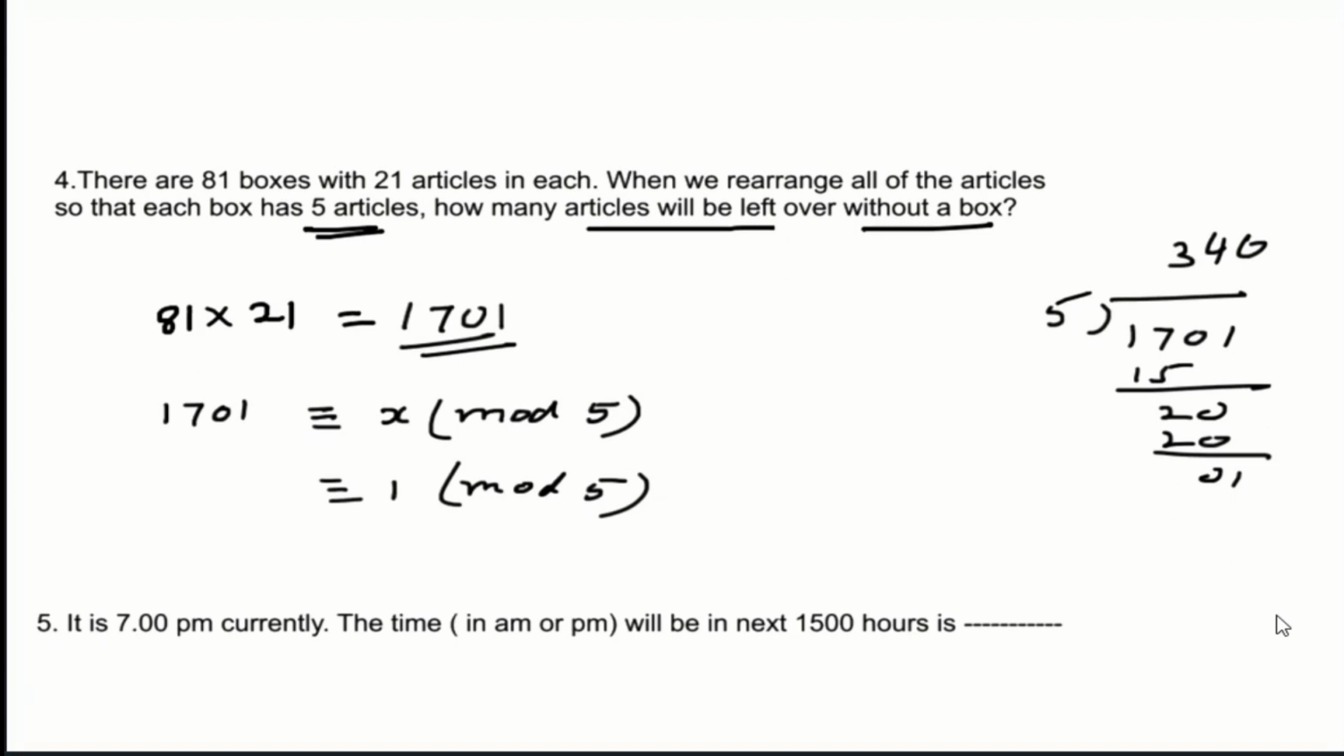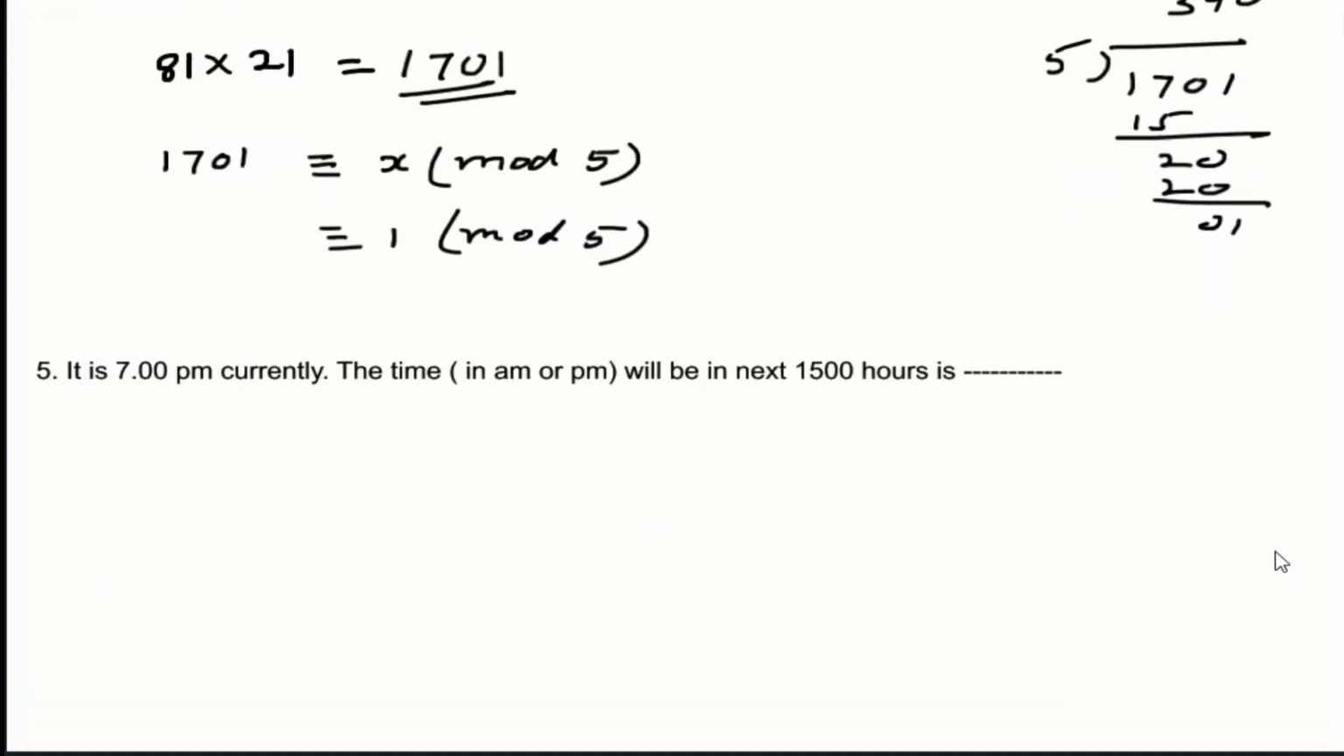Okay. Next question. It is 7 p.m. correct? The time in AM or PM will be what in the next 1500 hours? So he's asking you what will be the timing after 1500 hours. So I'm taking 1500 hours and let me calculate. It's congruent to X mod. You can go either with 12 hours clock or 24 hours clock. It is your choice. I'm going with 12 hours clock.